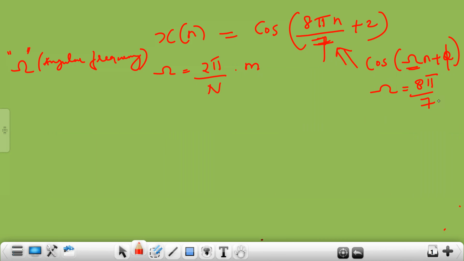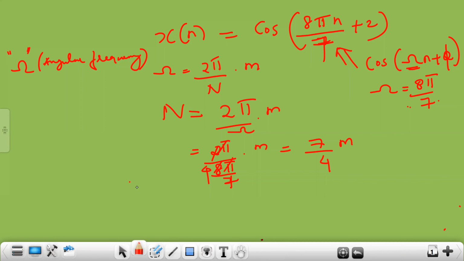Now rearrange this to find N. N is the fundamental time period. In the continuous time version you had a capital T, but in the discrete time version that capital T is replaced by capital N. So N is equal to 2 pi by omega into m. Substituting omega as 8 pi by 7, the answer becomes 7 upon 4 into m.